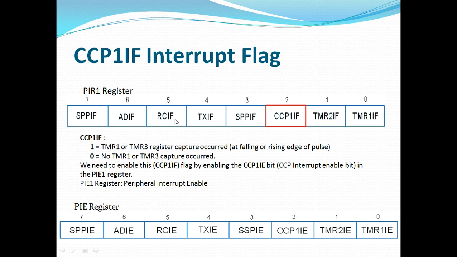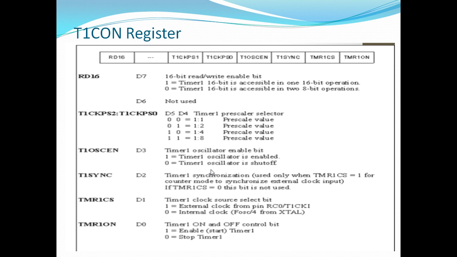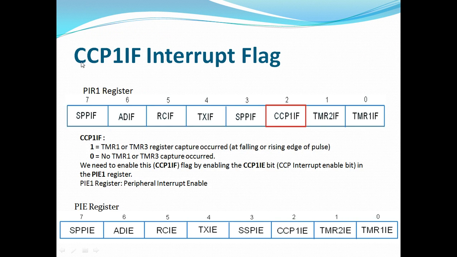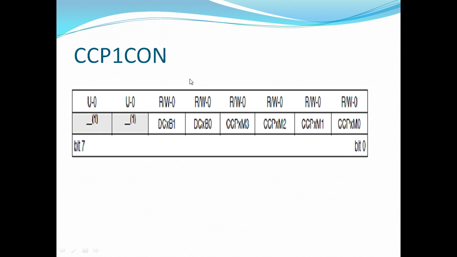All these are interrupt flags which are used for various purposes: timer 1, timer 2, serial modes, transmission, reception, synchronous serial communication. All these we can use for raising the condition that is set for PIC microcontrollers. So this is the first register that we have studied, the CCP1CON register.